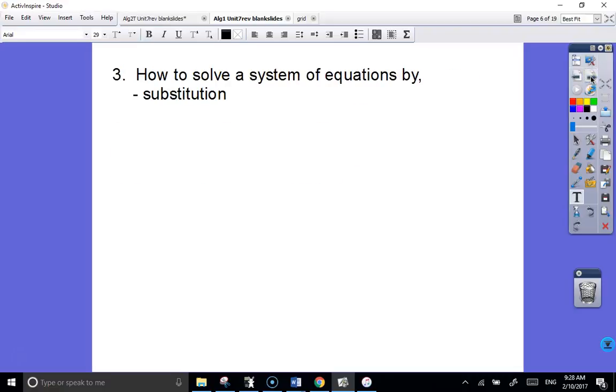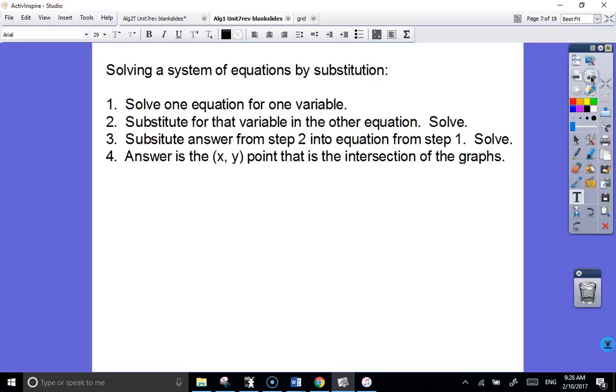Okay, now, how do we solve a system by substitution? What's the first step, Connor? Right? So you solve one equation for one variable, right? That's the first step. Then what do you do with that? Okay. So then you plug in for that variable in the other equation, and you solve. And that'll give you the answer for one variable. Then how do you find the second variable?